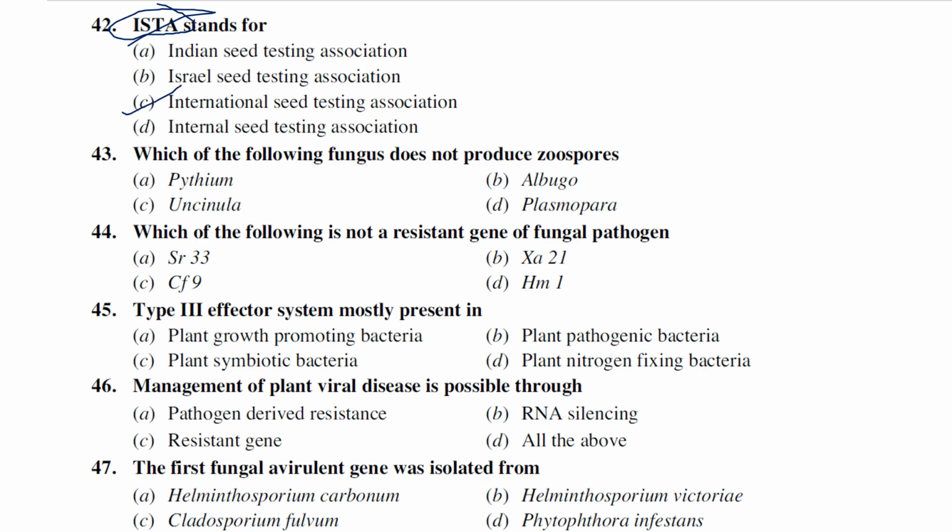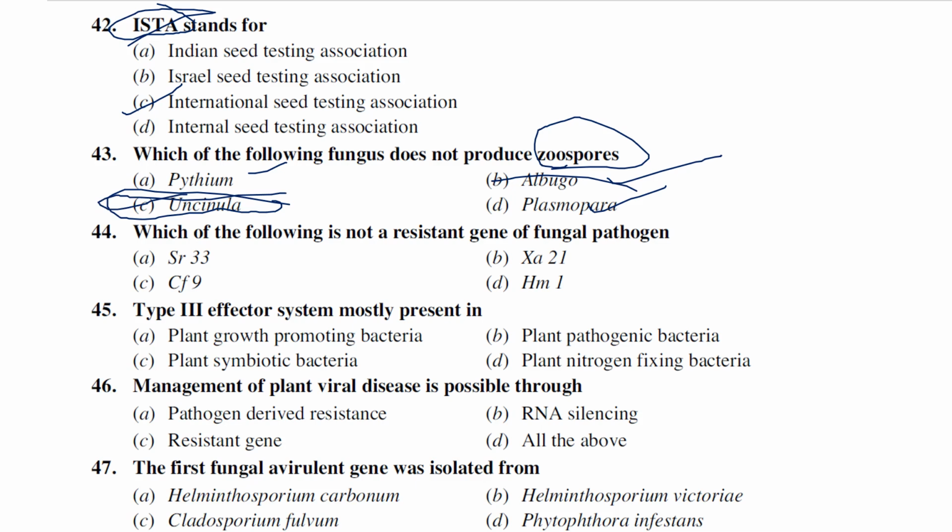Which of the following fungi does not produce zoospores? I repeat, zoospores. Pythium produces zoospores. Albugo produces zoospores. Uncinula necator is actually powdery mildew, right? Powdery mildew won't produce any zoospores. It produces conidia. Plasmopara also produces zoospores. Of all the given fungi, Uncinula does not produce zoospores.